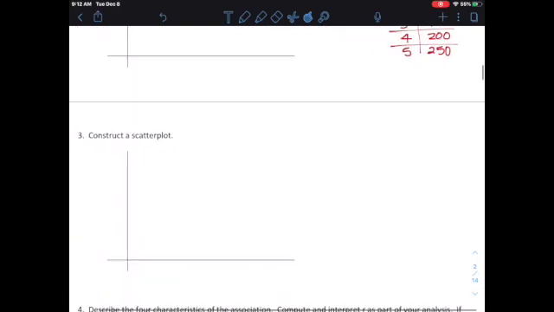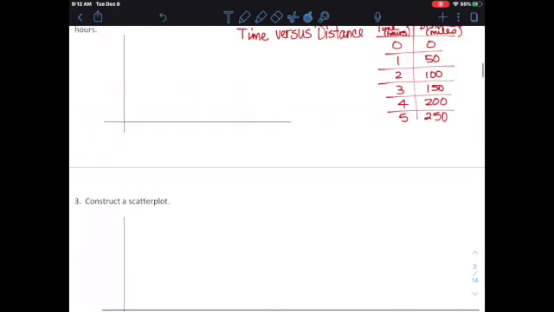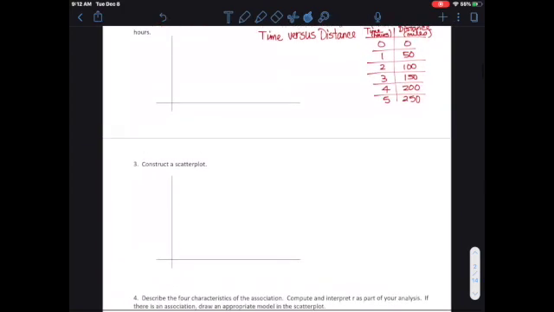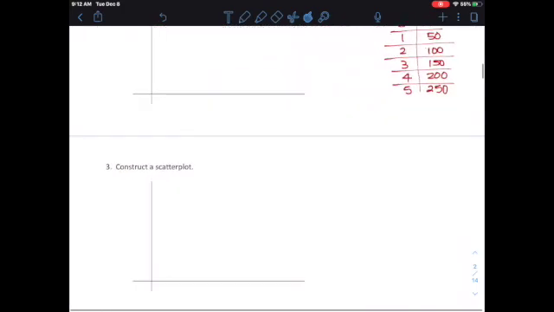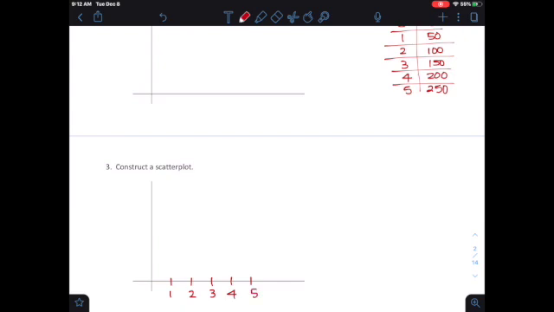construct a scatter plot. Now you can just plot this by hand. You don't have to put it in the calculator. So I'm going to do it by hand. I have 1, 2, 3, 4, 5, and that is the 5 hours, and that is the hours on the bottom. And then to the side.